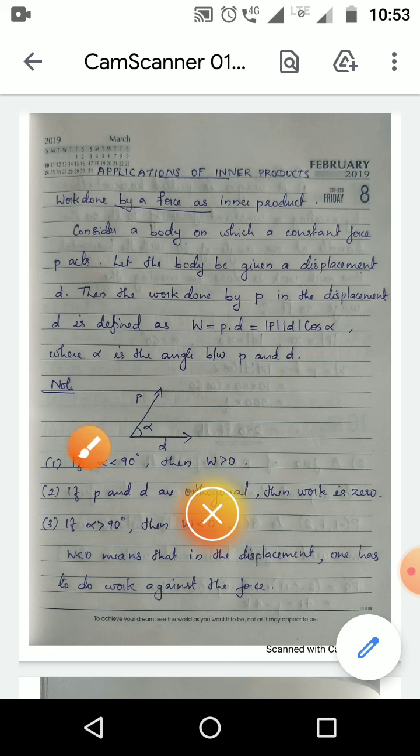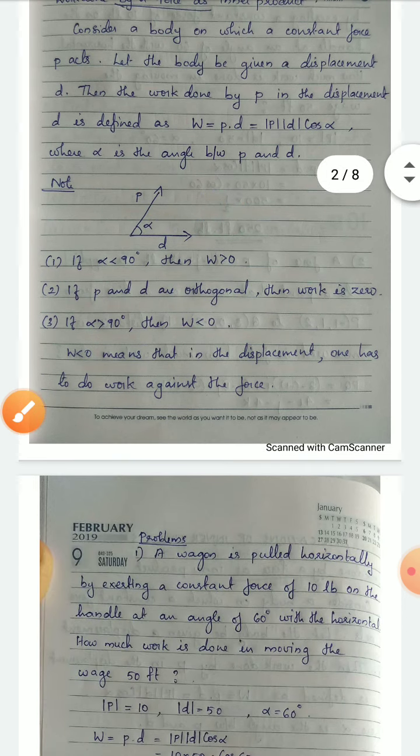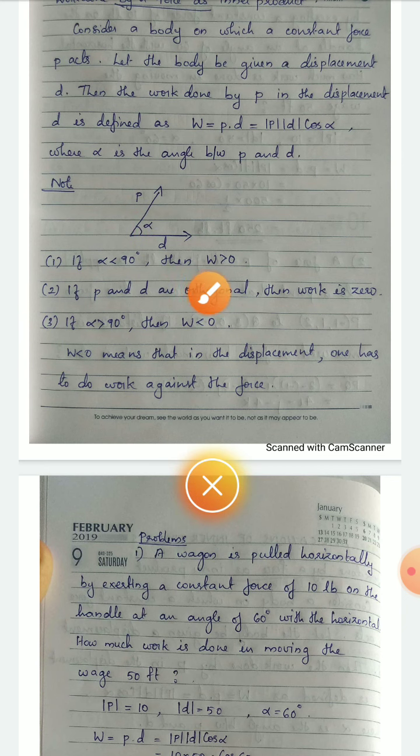Look at the note. Here it is given as the force P and the displacement D, and alpha is the angle between P and D. If alpha is less than 90, then W is greater than 0. That angle will be an angle in the first quadrant, so cos alpha is positive, and hence the work done W is greater than 0.